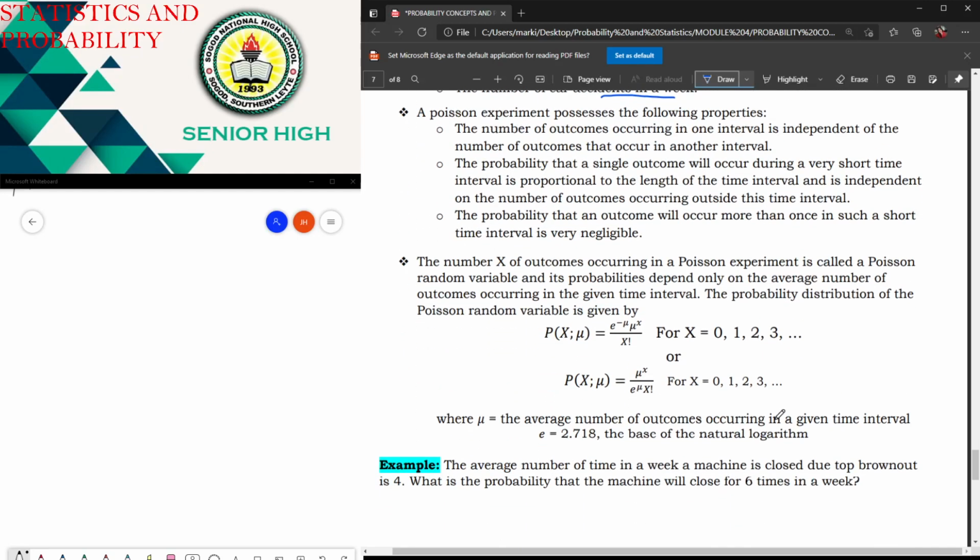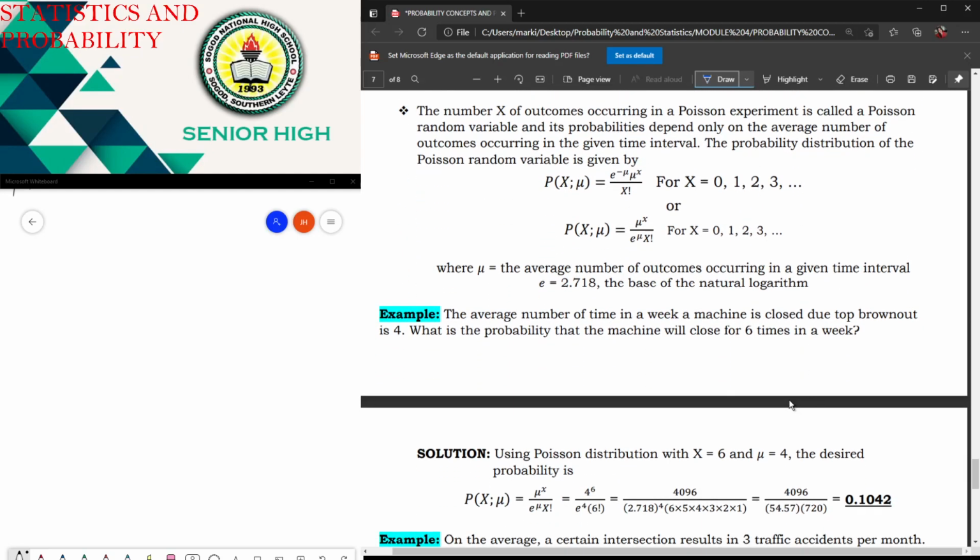The number X of outcomes occurring in a Poisson experiment is called a Poisson random variable, and its probabilities depend only on the average number of outcomes in the given time interval. The probability distribution of the Poisson random variable is given by this formula: P of x and the mean mu. The e is a constant, just like pi; there is a value for that one. It is e raised to negative mu, times mu raised to x, over x factorial.